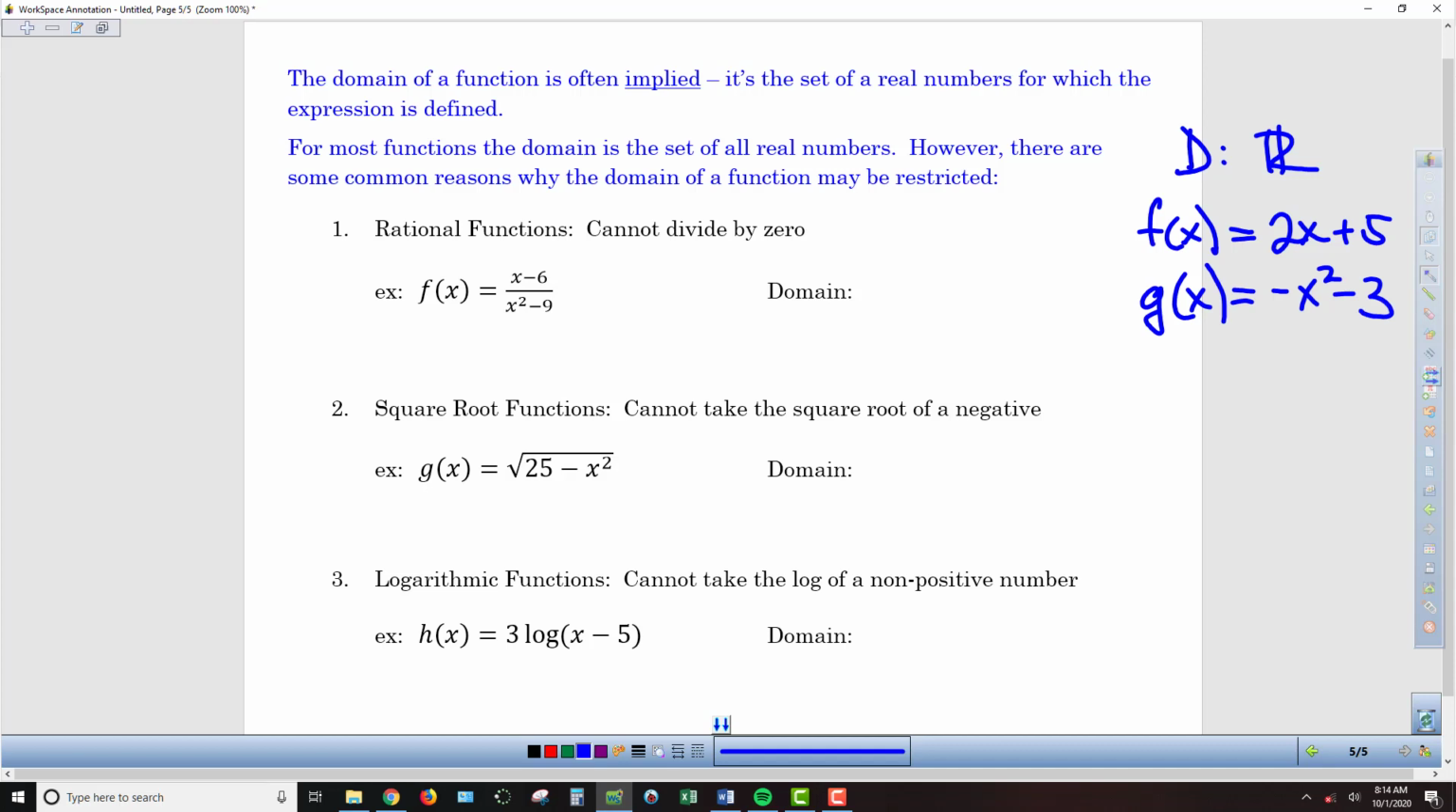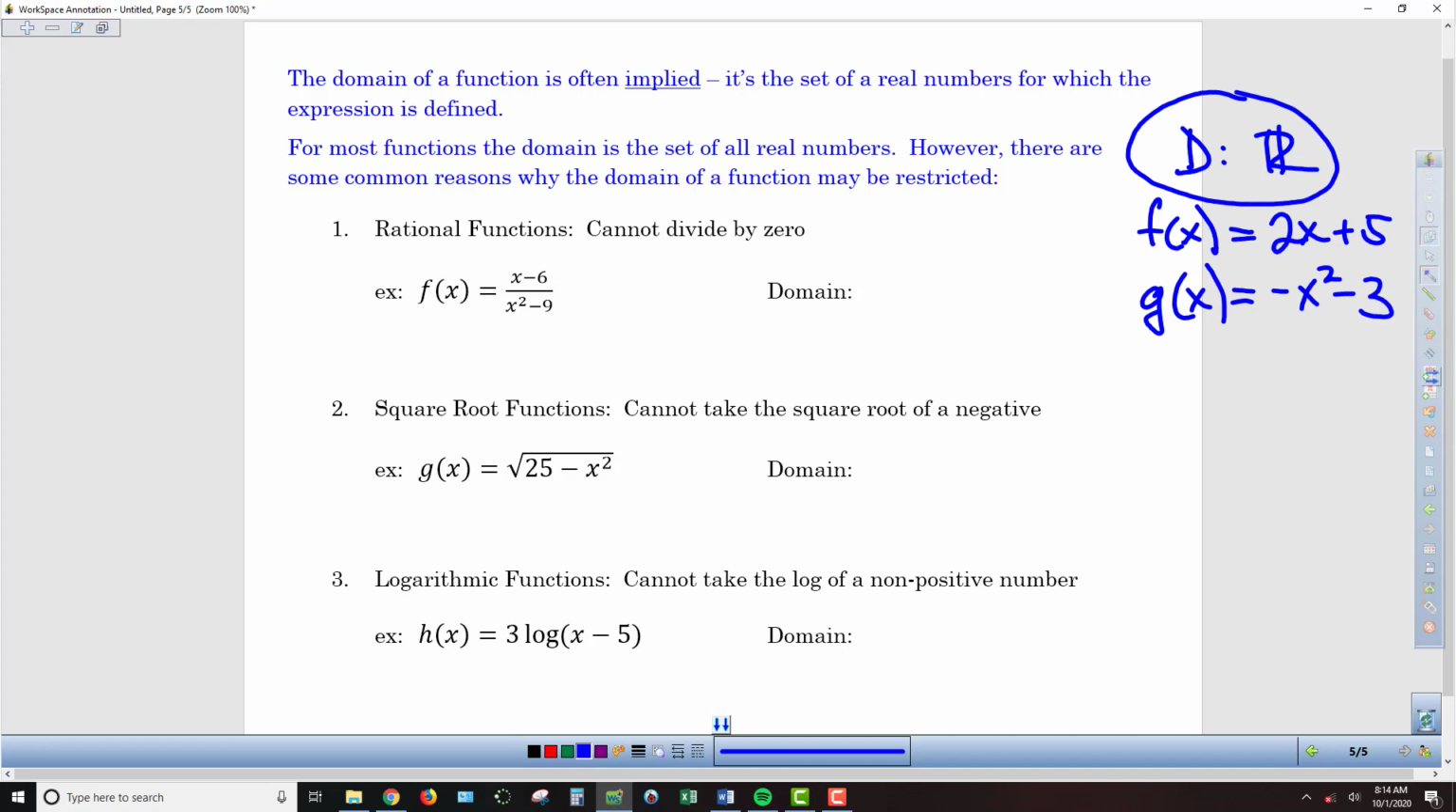There's no restrictions, there's no limits on what we could plug into that type of function and into most functions as an input. We can plug in negatives, positives, 0, fractions, decimals, rational, irrational numbers, doesn't matter. We can plug in anything we want. So again, our default position is all real numbers.